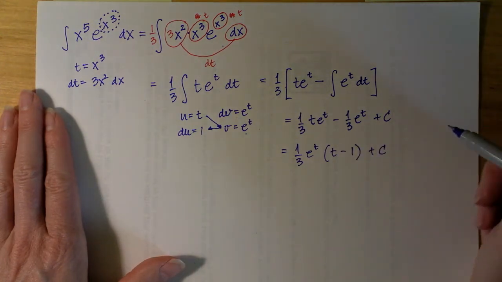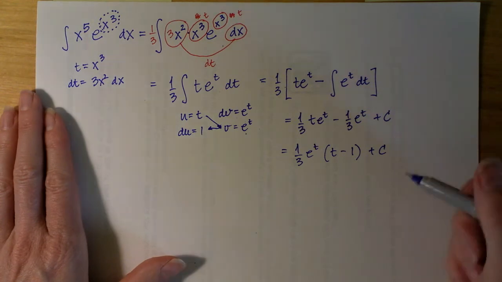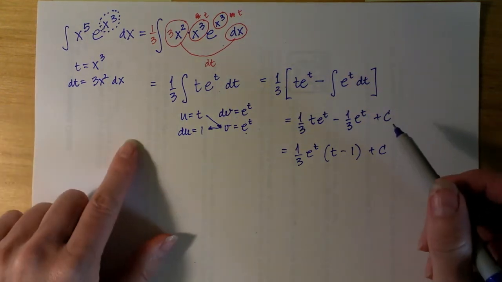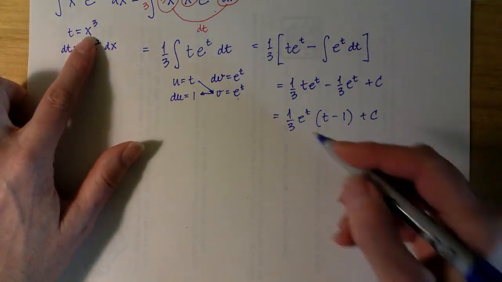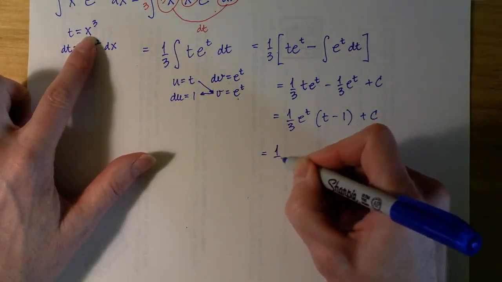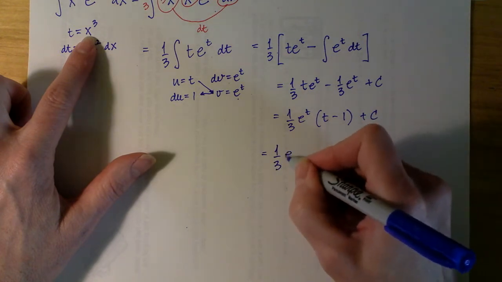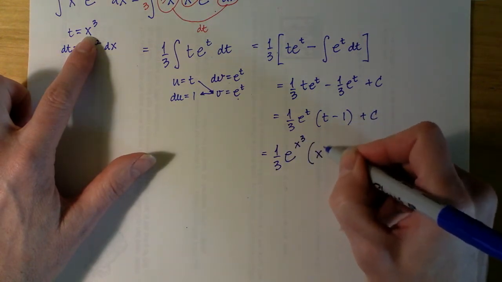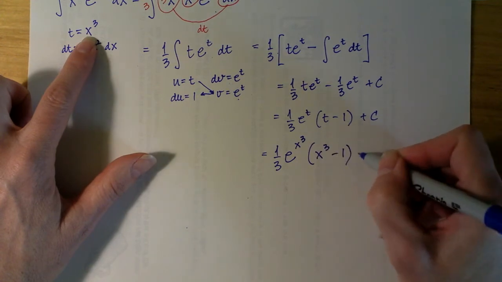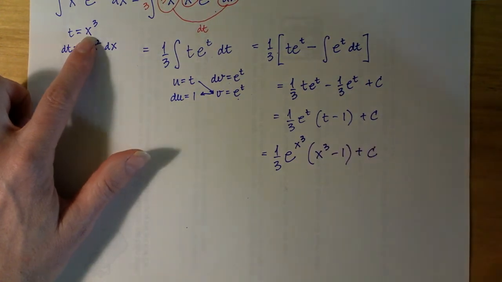They're both equally awesome. Oh, but one last thing that we need to do before we say that we're done is to replace the t's with what they're equal to in terms of x. So I would write my final answer, I guess, like this, since t is equal to x cubed. Write it like that.